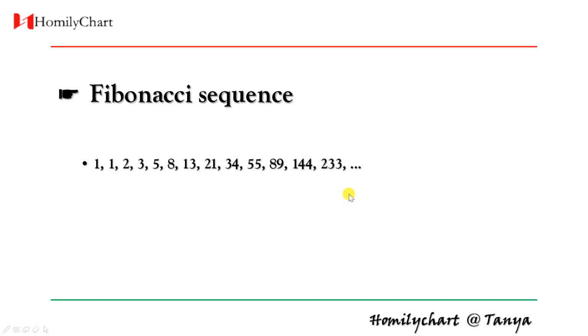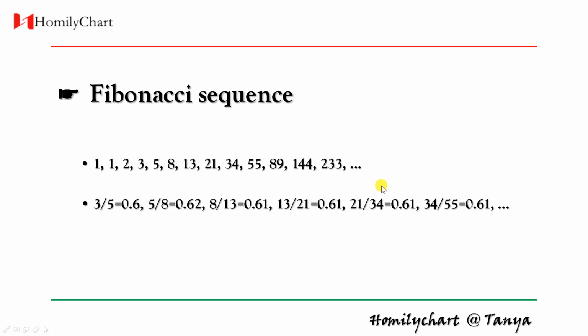This is a very interesting and magic sequence because if we use 3 divided by 5, then we get 0.6. If we use 5 divided by 8, we get 0.62. If we use 8 divided by 13, we get 0.615. If we use 13 divided by 21, then we get 0.619. We find the value is more and more close to the golden section ratio 0.618.